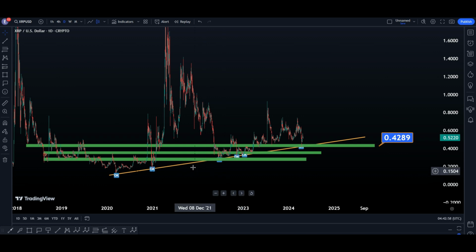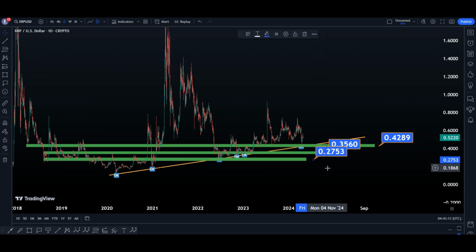If this support breaks, after this support, this one and this one is the next support for XRPUSD.